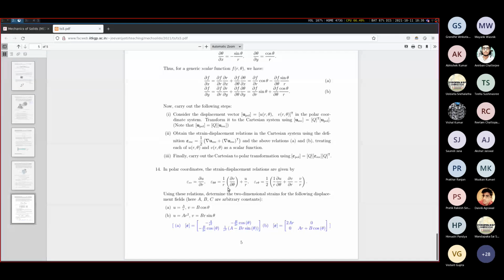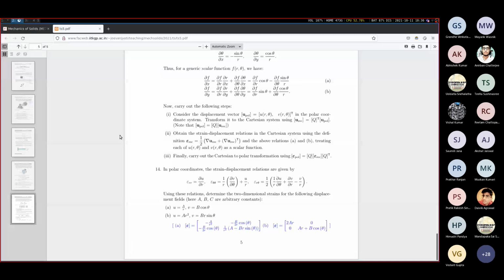These were in the 2-dimensional case. In the 3-dimensional case, you will have 6 equations like this: one for epsilon zz, another for epsilon rz, and another for epsilon theta z. So all in all, you will have 6 strain displacement relations. Let me get back to my writing app now.